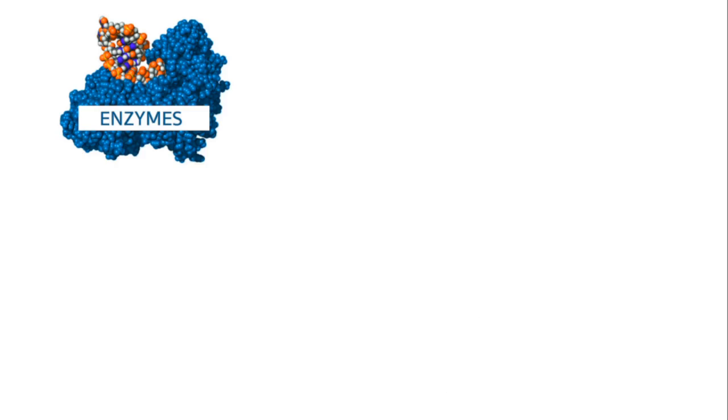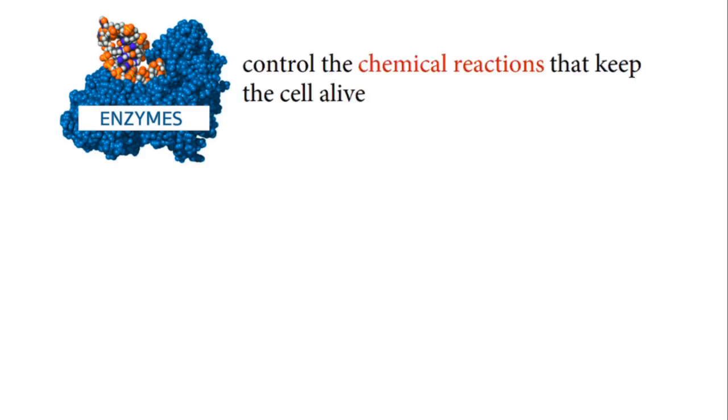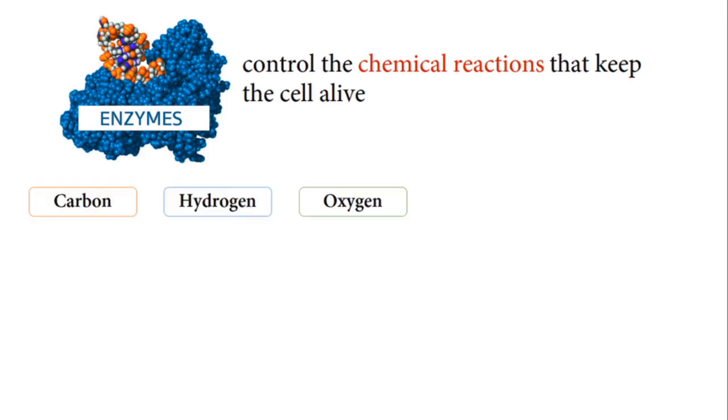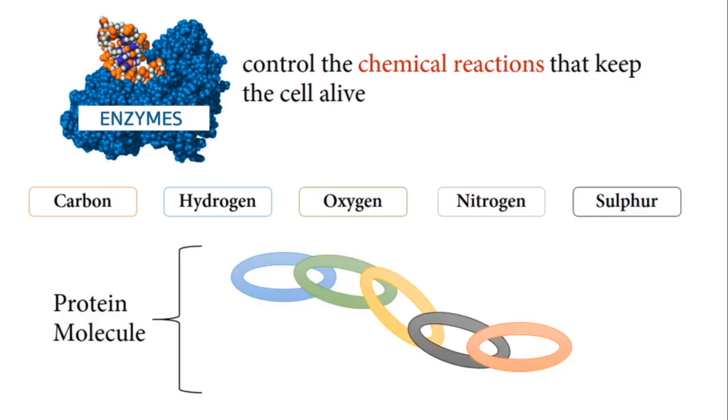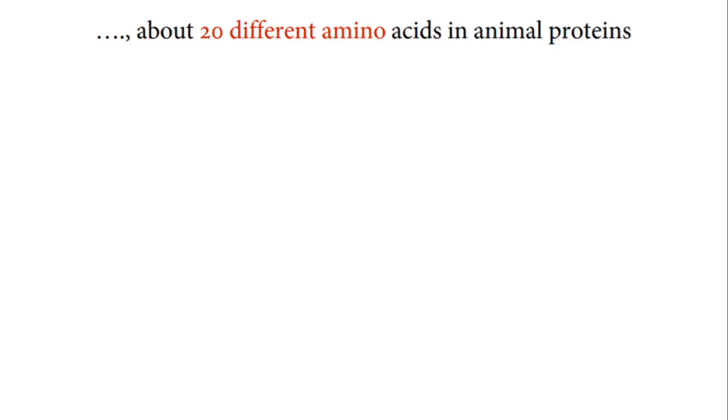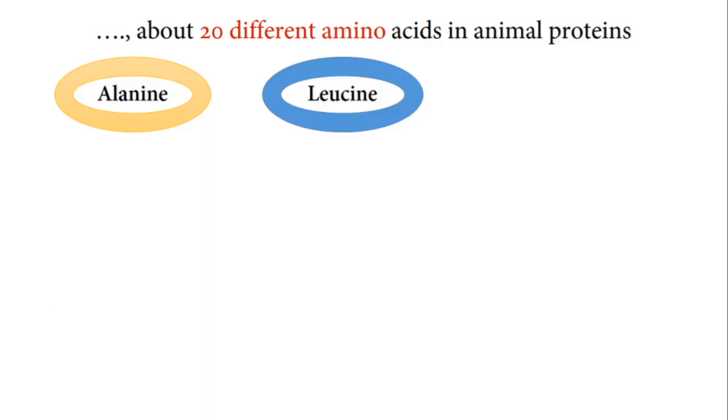There is another group of proteins called enzymes. Enzymes control the chemical reactions that keep the cell alive. Although there are many different types of proteins, all of them contain carbon, hydrogen, oxygen, and nitrogen. Many of them also contain sulfur. Protein molecules are made up of long chains of monomers called amino acids. There are about 20 different amino acids in animal proteins, including alanine, leucine, and valine.